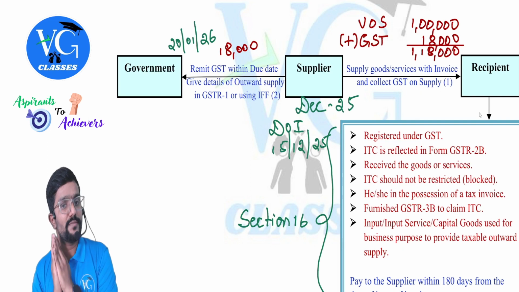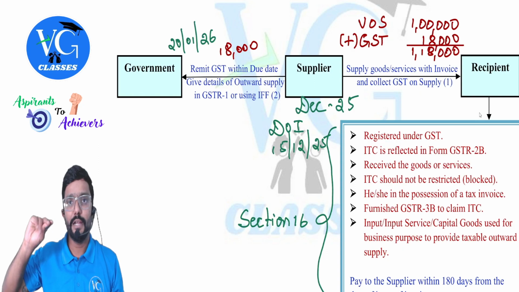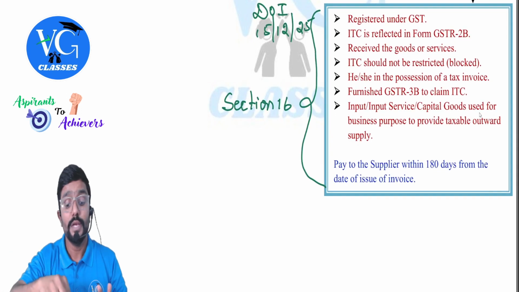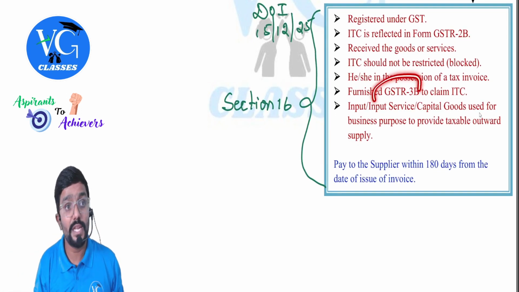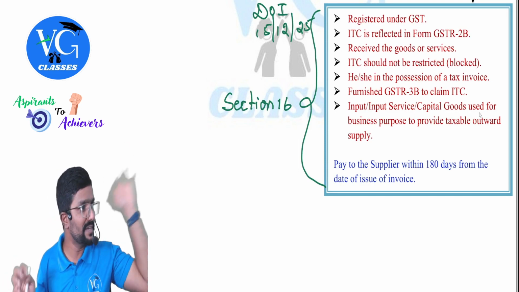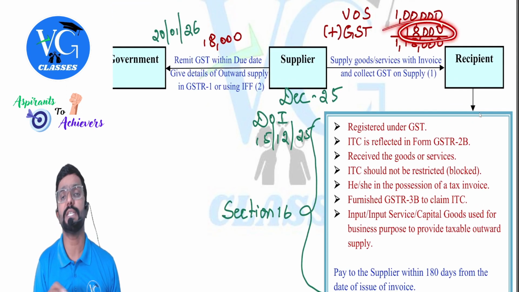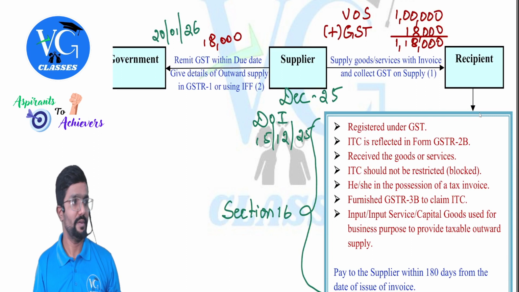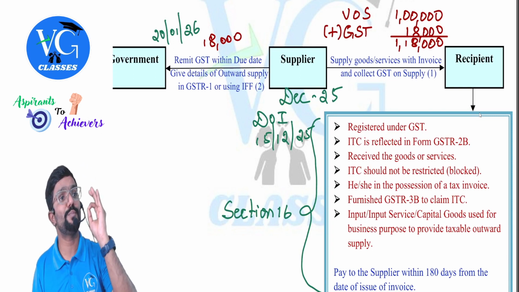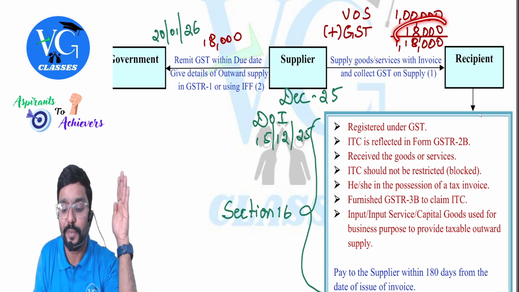So we need to count 180 days from here. Within 180 days from 15th December, payment is not yet made by recipient. Immediately after the expiry of 180 days, whichever GSTR 3B he will file next, in that GSTR 3B you need to reverse 18,000 credit. You need to reverse how much credit, guys? 18,000 credit, and along with interest. Correct? Interest is how much, sir? 18% per annum. When to when? From the date he has claimed the credit till the date he actually pays this.